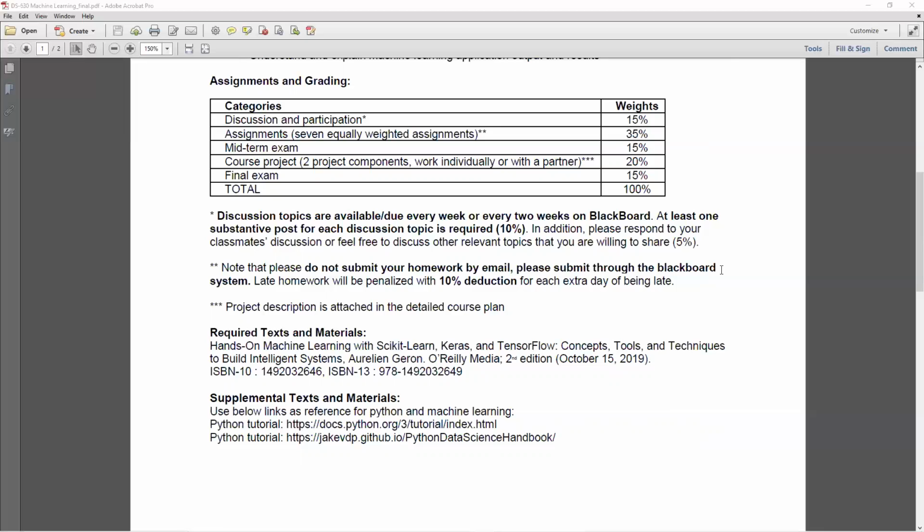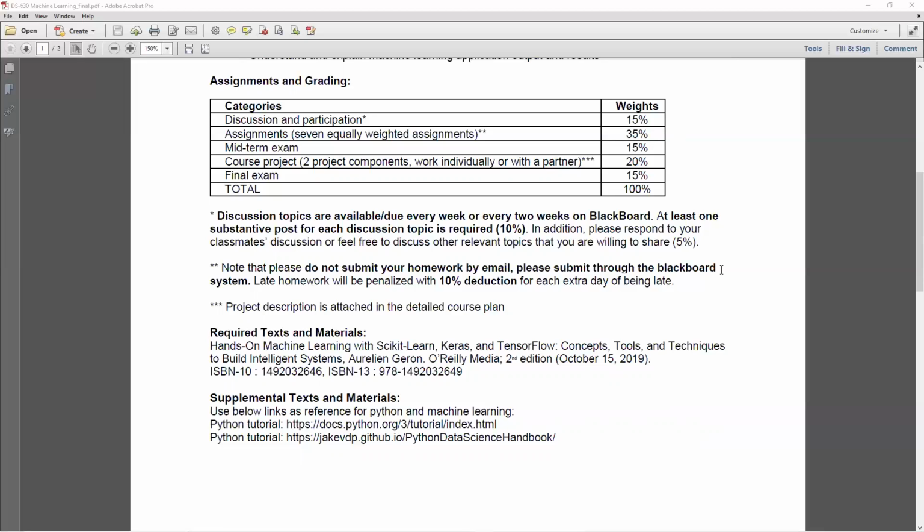And then the last one is the project description. I'm going to share the project description later with the detailed course plan. And that's the distribution in terms of the assignments and grading.